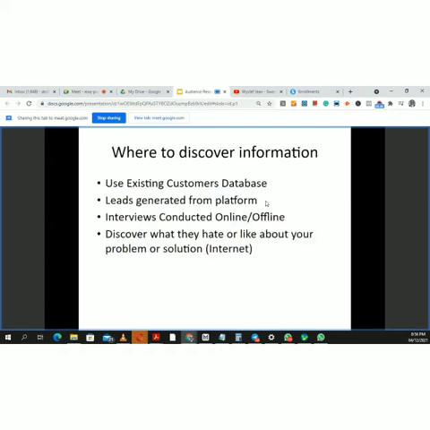So where to discover information? Like I said, if you have an existing customer base, a database is very critical. If you can generate leads from a platform, that's very critical. You can also have interviews conducted online or offline. I personally prefer offline, via phone calls or one-on-one interviews. It's very important because you get to understand the demeanor of the people, and you can have a closer interaction. Then discover what they hate or like about your problem or solution.